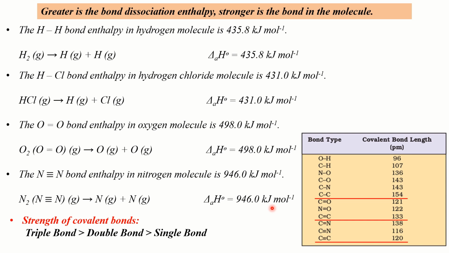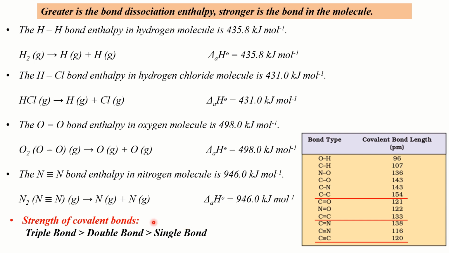Right. This means that bond dissociation enthalpy increases with increase in bond multiplicity. That is, the bond dissociation energy increases with increase in the number of bonds. Clear? We know that a triple bond is stronger than a double bond, which in turn is stronger than a single bond. This is why more energy is required to break a triple bond than a double bond or a single bond. Hence the value of bond dissociation enthalpy is greatest in the case of a triple bond compared to a double bond or a single bond.